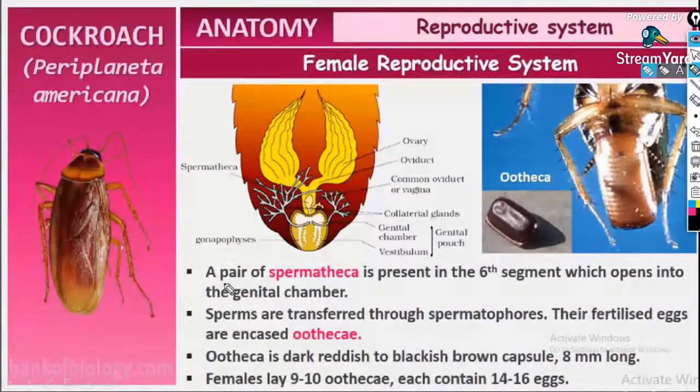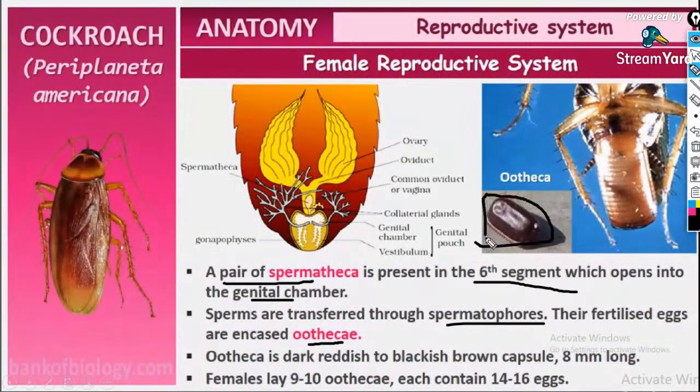A pair of spermatheca is present in the sixth segment, which opens into the genital chamber. Look, the spermatheca is present and it opens into the genital chamber. The sperms are transferred through the spermatophores and the fertilized eggs are encased in ootheca. Look, this is the ootheca.